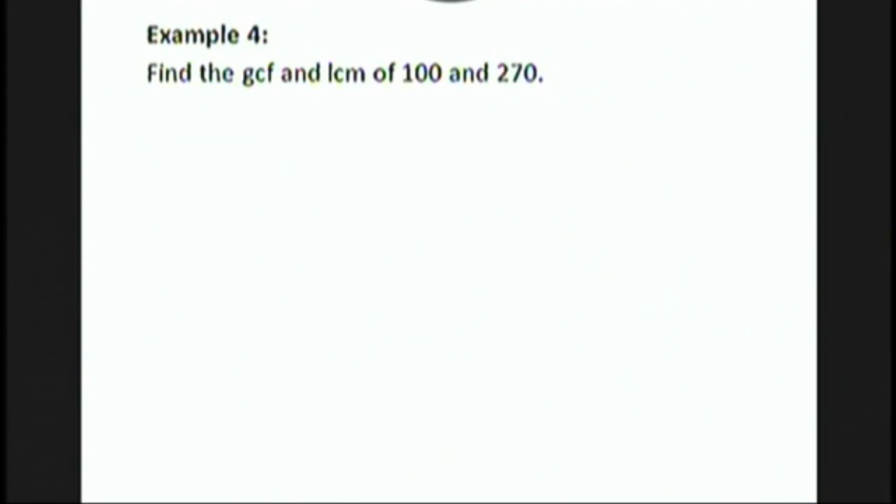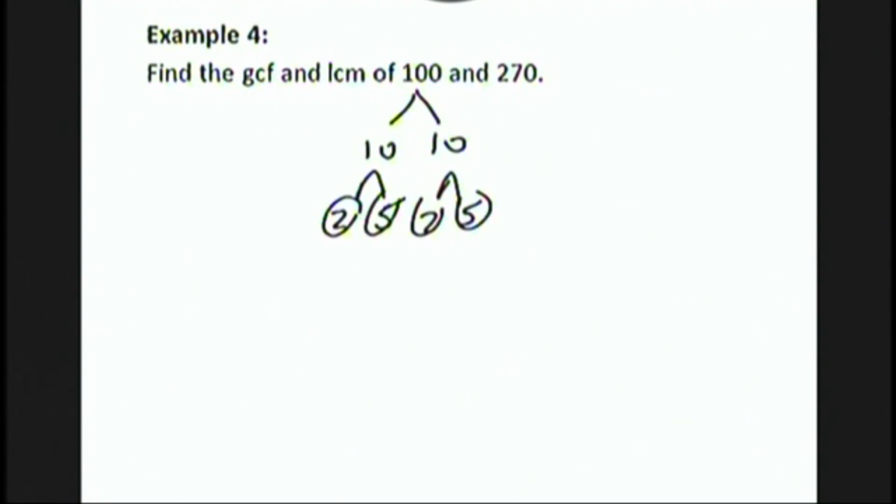Let's go ahead and do a slightly more tedious example. We'll find the GCF and LCM of 100 and 270. Note that we could use the calculator method, but since that one's pretty straightforward, I'm going to do it by prime factorizations. So let me draw factor trees for 100 and 270. So 100 is 10 times 10, and that's 2 times 5, 2 times 5. Those are all prime, so 100 is 2 squared times 5 squared.